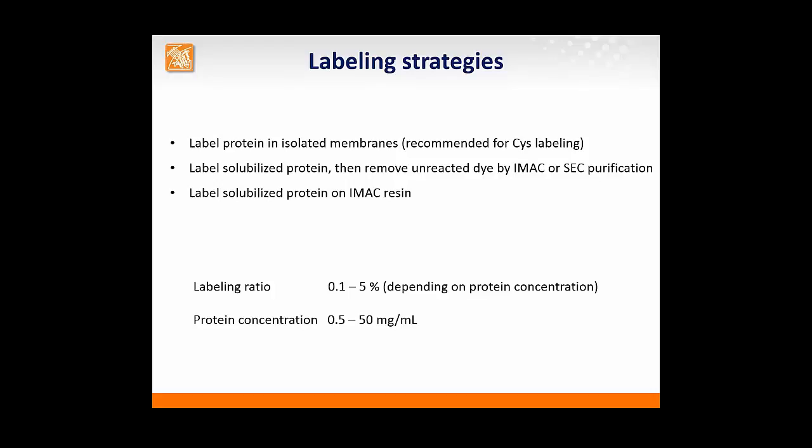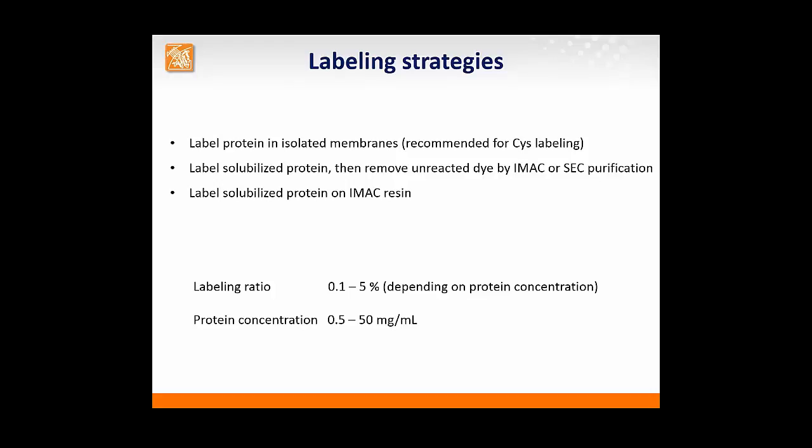Regarding the labeling ratio, if your protein has multiple labeling sites, it is important to label it at a fairly low labeling ratio, 5% or less, so that you do not label two sites on the same protein. And we used labeling ratios between 0.1 and 5% successfully, depending on the final concentration of the protein.